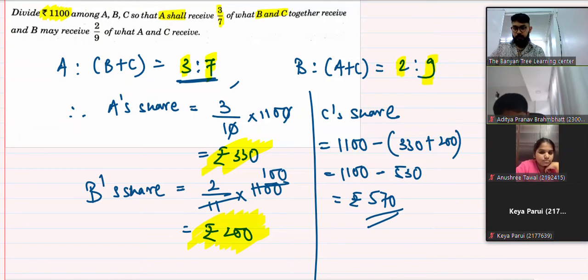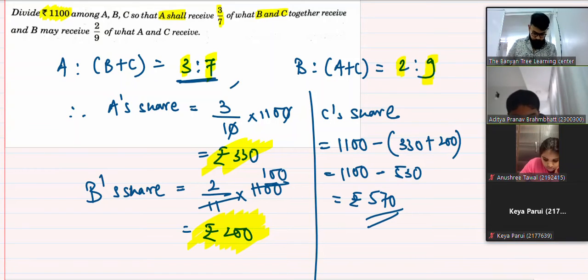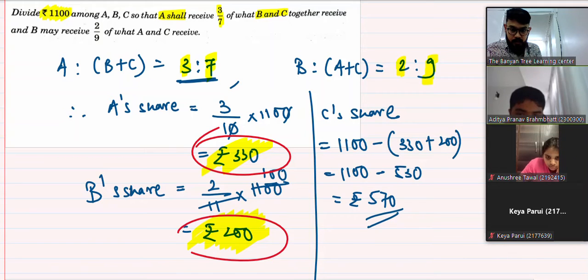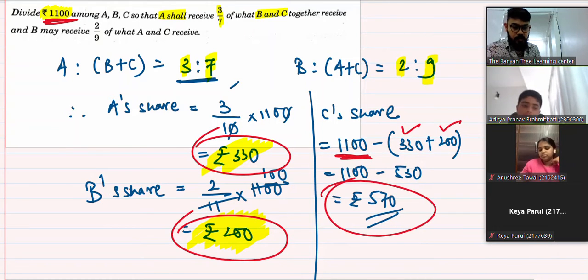This is the correct method. 3 more questions to go. Sir, I didn't understand why you did this 1100 minus. Sorry? C's share. Can you explain the C's share? Do we have A's share? Yes, sir. B's share? Yes. Total amount of money? 530. No, total amount is 1100. So from the total money, we have subtracted A's and B's share to get the C's share. Okay.